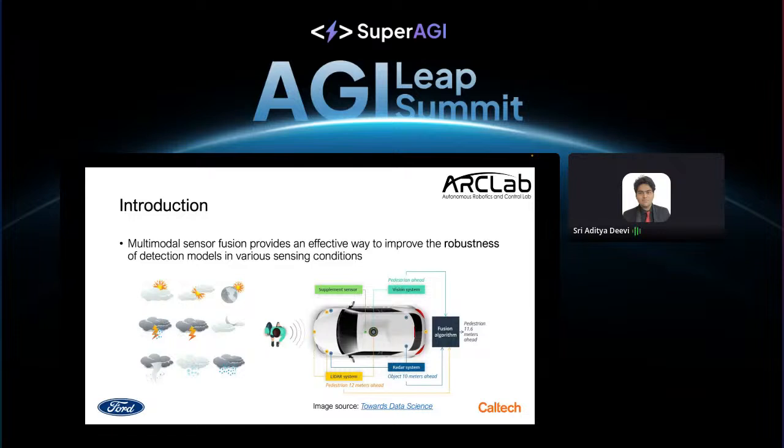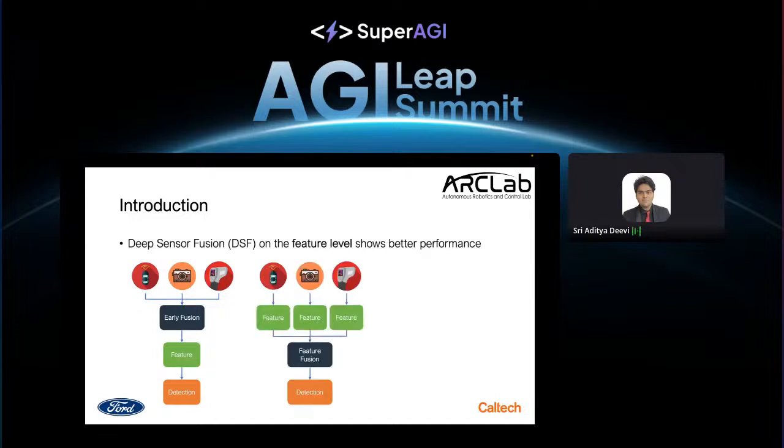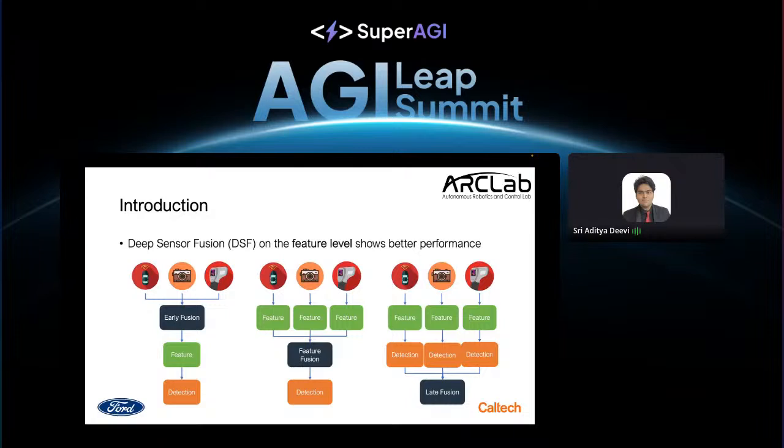of object detection models. There are three types of deep sensor fusion mechanisms commonly used in the literature. The first is the early fusion approach, which fuses raw sensor measurements in different modalities and then processes the fused measurements together. The next one is middle level fusion, where the fusion happens at the feature level. And finally, we have the late fusion approach, where the fusion happens at the detection stage, where we fuse the detection results from individual modules, for example, bounding boxes. Among the three mechanisms, deep sensor fusion on the feature level offers greater flexibility and generally shows better performance.